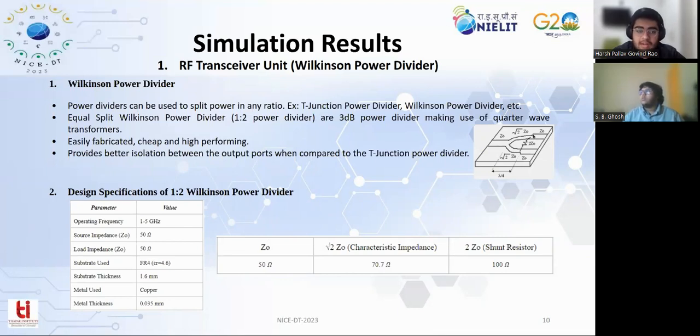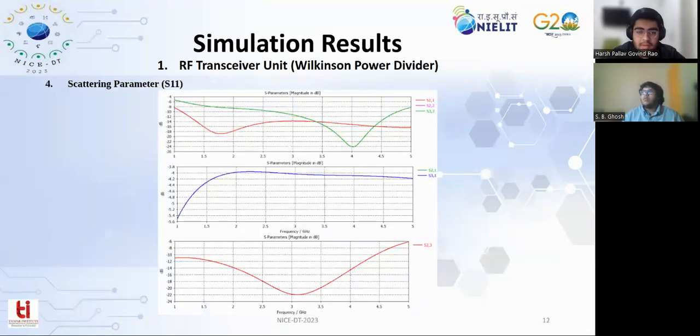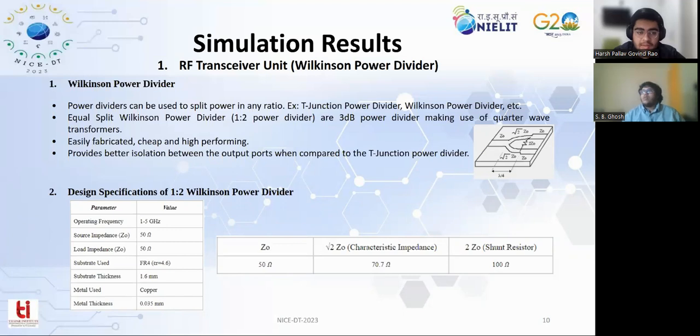The Wilkinson power divider was chosen in our project as it can be easily fabricated, it is cheap and high performing. It also provides better isolation between the output ports when compared to the T-junction power divider. These are the design specifications of our power divider. We have 1 to 5 gigahertz of operating frequency, and the metal used is copper with FR4 as the substrate. Next, we have the layout design of our 1:2 Wilkinson power divider.